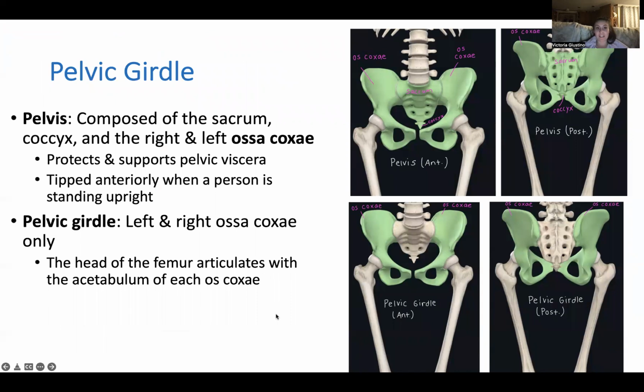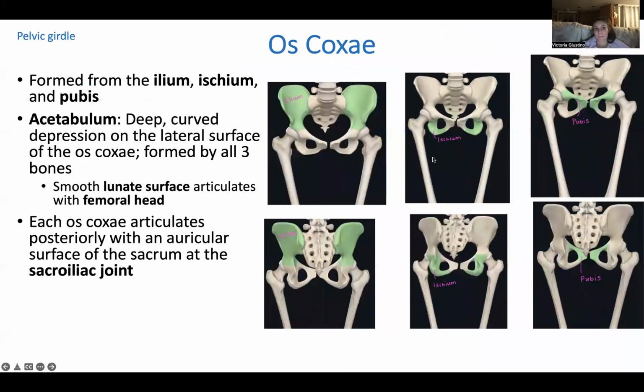All right, moving on now to the pelvic girdle. The pelvic girdle actually only consists of your os coxae, your hip bones, whereas the pelvis consists of the sacrum and the os coxae. So here's just the pelvic girdle, and then here's the pelvis over here. And so the head of the femur right here is going to articulate with what's called the acetabulum on the lateral portion of the os coxae.